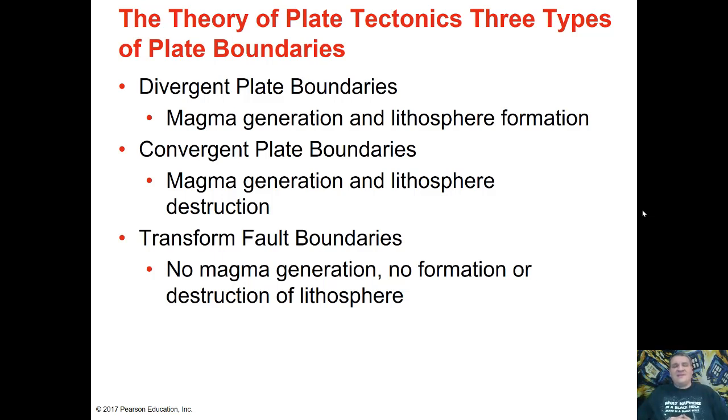And last is transform fault. A transform fault is a slipping or sliding fault. It's not coming together or apart, they slide past each other. So that is transform. Both the divergent and convergent will lead to the generation of magma, but we will not get the formation of magma from the transform fault.